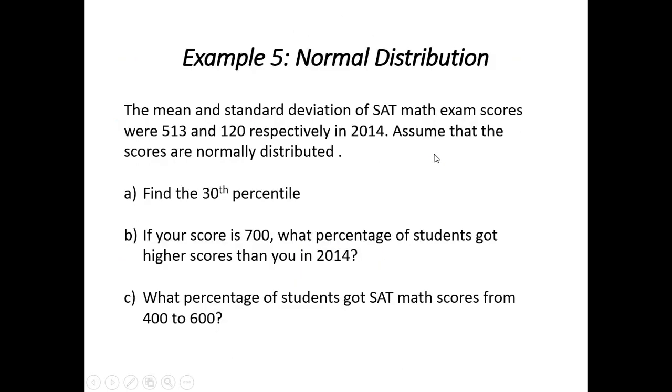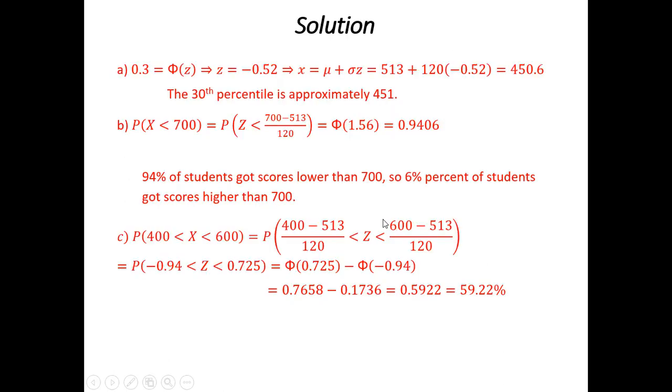Okay, in part B, we suppose your score is 700, and we ask what percentage of students got higher scores than you in 2014. So we want the probability x is less than 700. Okay, at least we want that probability to begin with. We know if we have that, it's easy to get the complement. So we convert 700 to a z-score. We have 700 minus 513 over 120. That will give us 1.56.